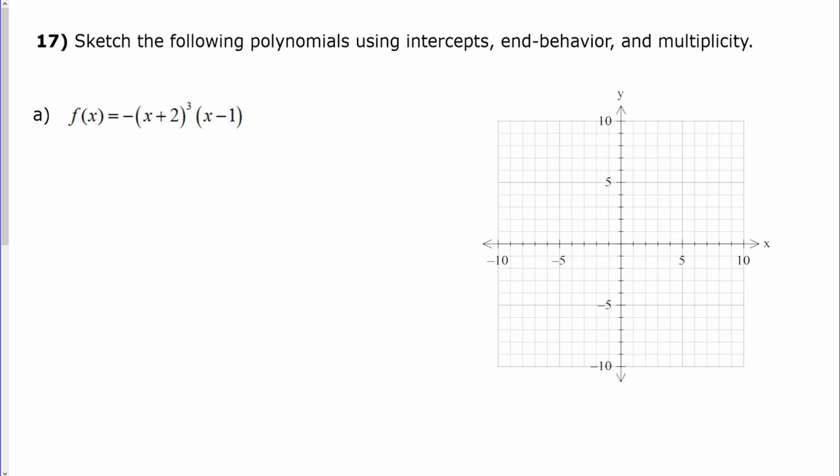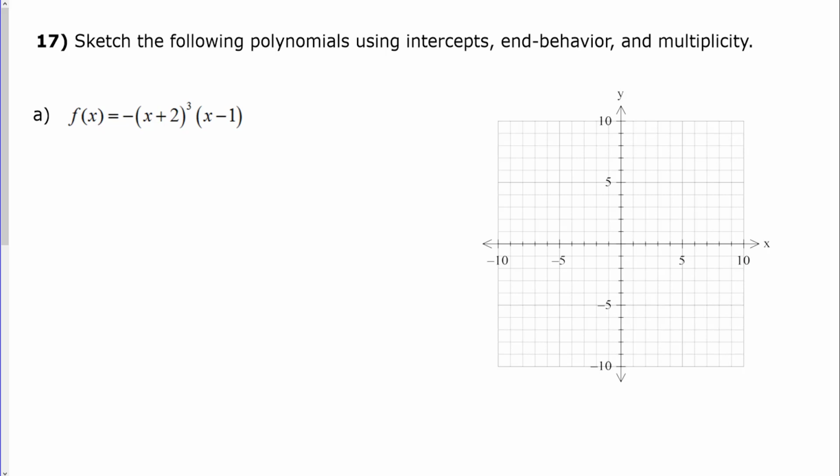Sketch the following polynomials using intercepts, end behavior, and multiplicity. So we want to come up with a graph of these polynomial functions. The most important things is we need the x-intercepts, not necessarily the y-intercepts in this case, to match up, the end behavior to match up, and the multiplicity.